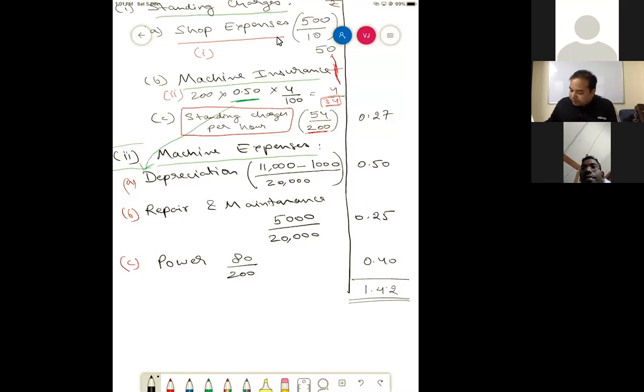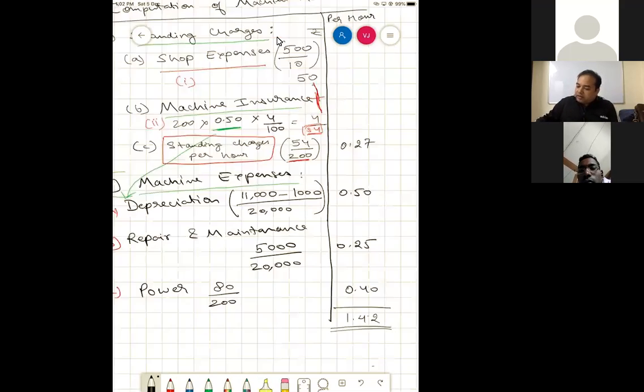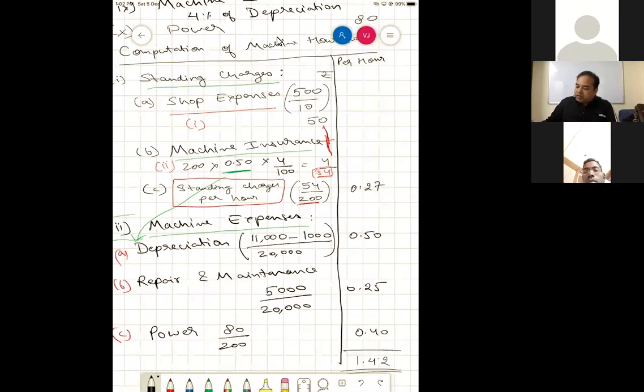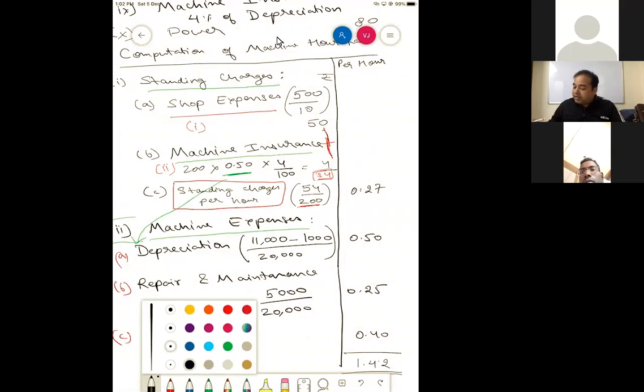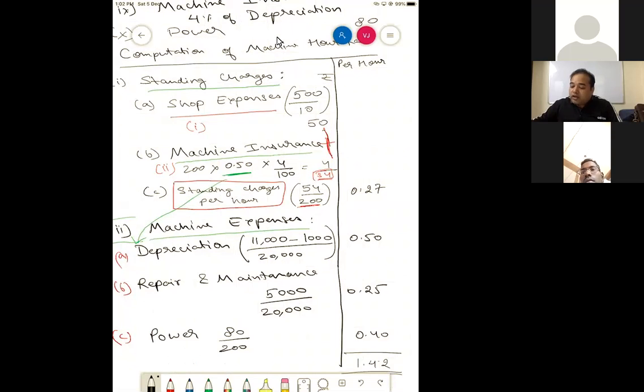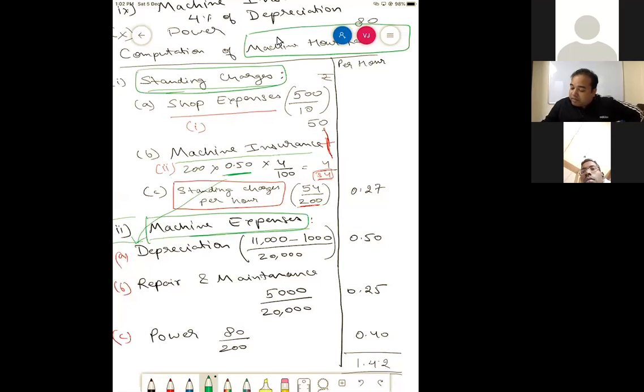Let us do one more question on this same topic, so that more clarity comes. Here we have taken a very basic question to understand the concept to compute machine hour rate. You will later see how we are going to compute. First you understand the concept. For computation of your machine hour rate, we have to take two things. First one is standing charges. Second, we have to take machine expenses.